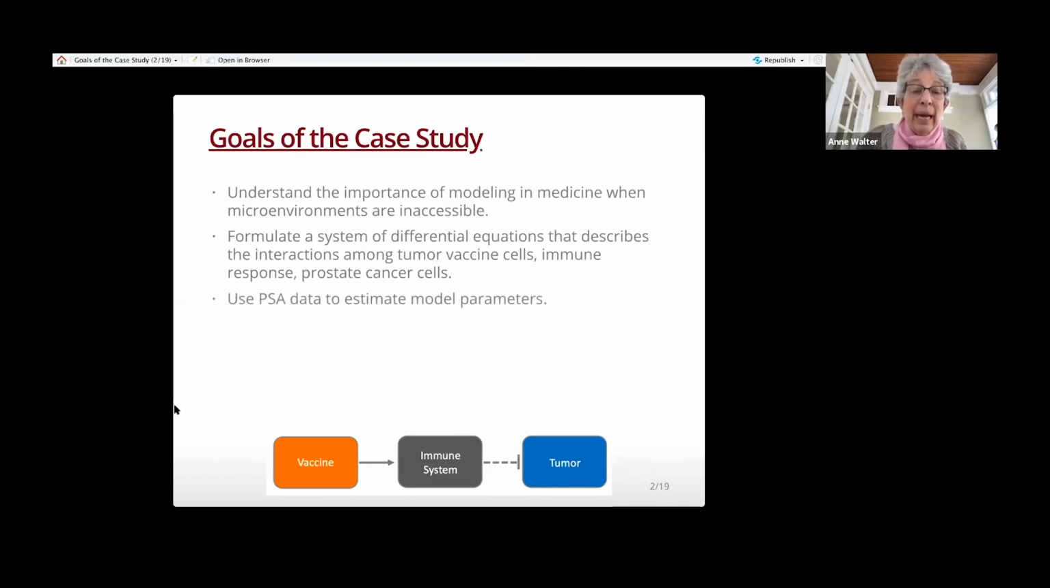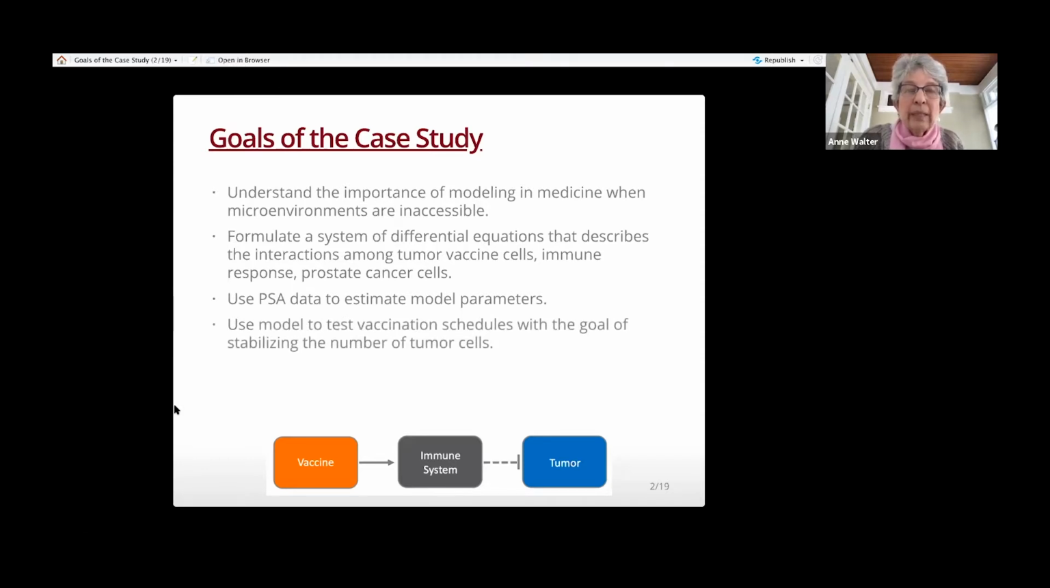The data that we have is PSA. PSA is a substance that can be measured in the blood. It has a direct relationship to the number of prostate cells that are in the body. So we can use PSA to estimate the size of the particular tumor. But that's the data we have.